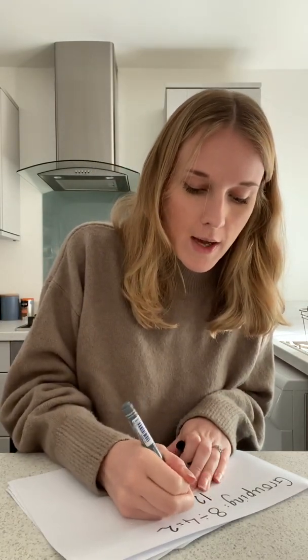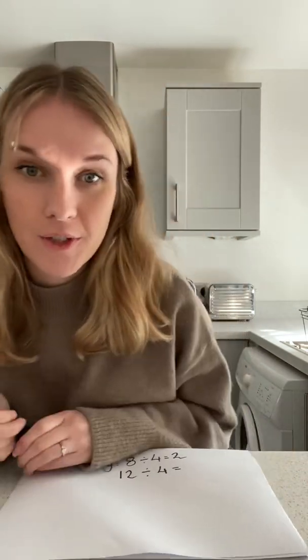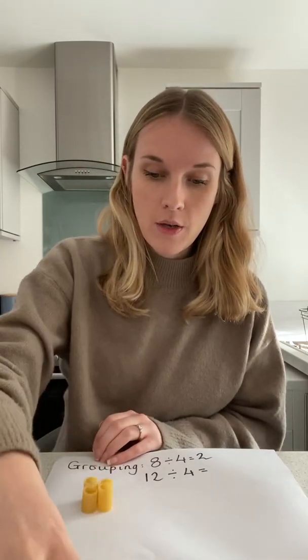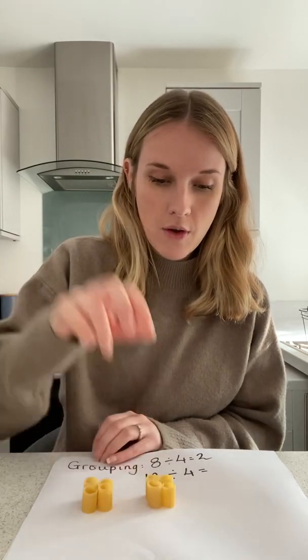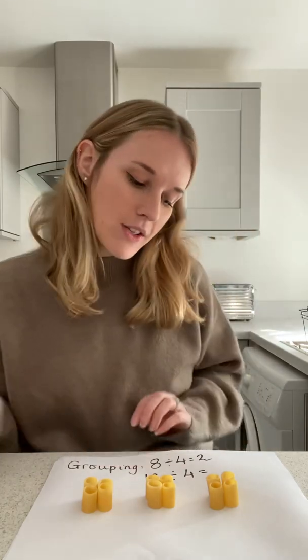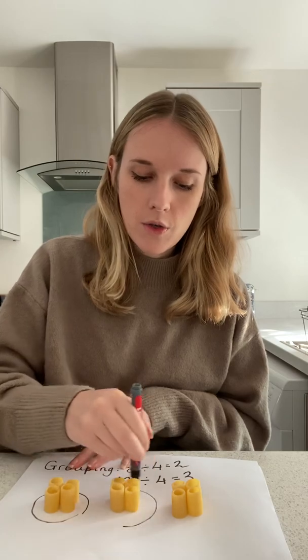Fantastic. And I'm just going to show you one more example of doing division using the grouping method, and this time we're going to do 12 divided into groups of 4 equals. How many groups of 4 do you think we'll be able to make? Shall we see? So I've got 1 group of 4, 2 groups of 4 and 3 groups of 4. 1, 2, 3. So 12 divided into groups of 4, or grouped into groups of 4, equals 3, because there's 1, 2, 3 groups. Okay, fantastic.